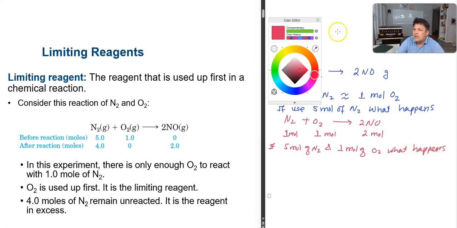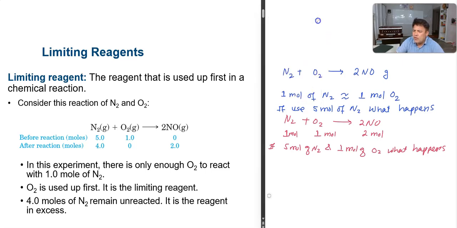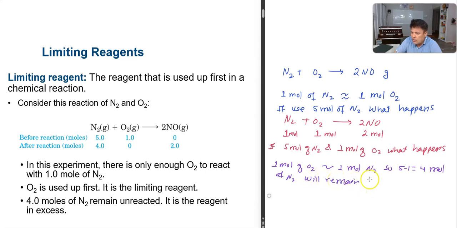Okay, if you have 5 mole of nitrogen in the nitrogen cylinder and 1 mole of oxygen, then 1 mole of oxygen means 1 mole of nitrogen, right? So 1 mole of O2 will consume 1 mole of N2. So only 1 mole of N2 will be used here. All other moles will be left behind, right? So 5 minus 1 equals 4 mole of N2 will remain unreacted.